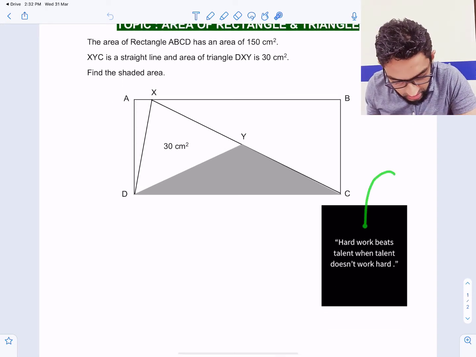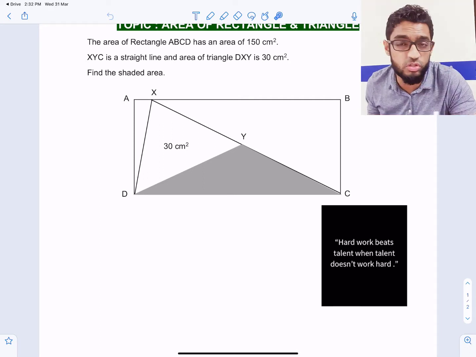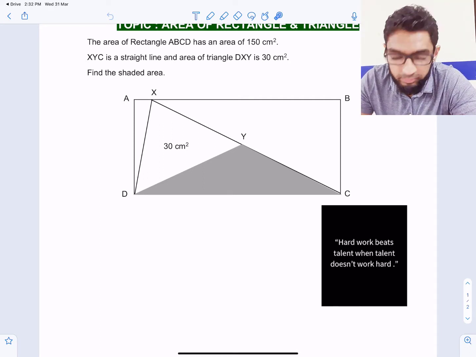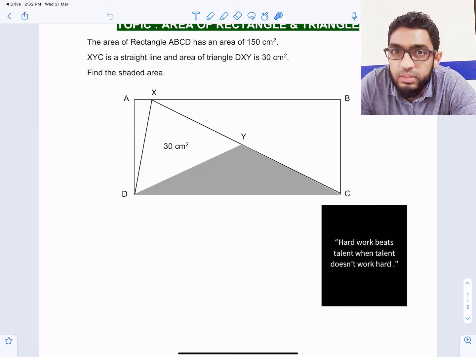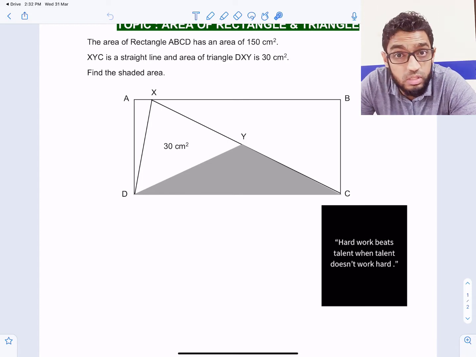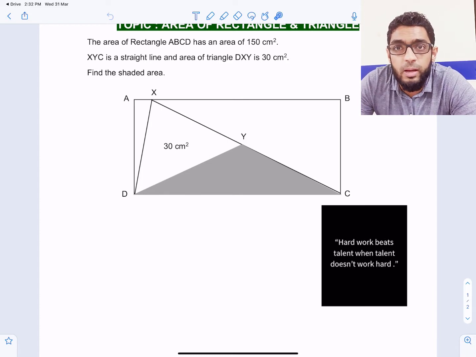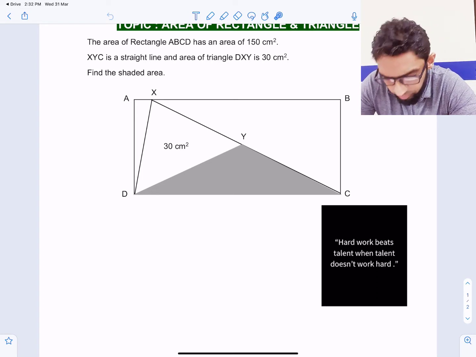Hard work beats talent when talent doesn't work hard. Now let me share with you a short story about a friend of mine. He was a very smart student, and because of this, he managed to enter a top school in Singapore. He did very well for his first major exam.